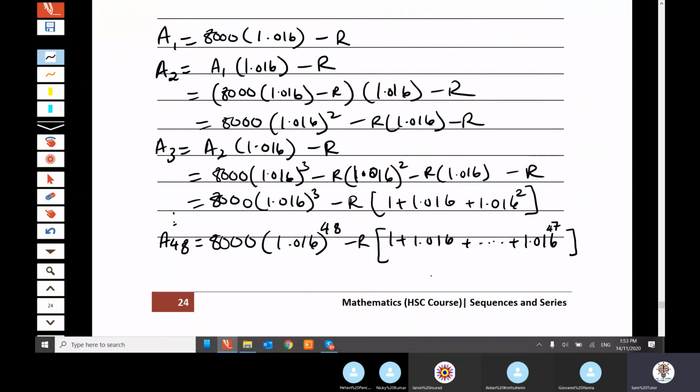So far, so good? Does this look familiar now again? There's a series in there, isn't it? A, R, 1 over R. Okay, so let me just finish that bit off. Minus R times the series. How many terms do we have? Starting from here, going all the way to here. How many terms is that?